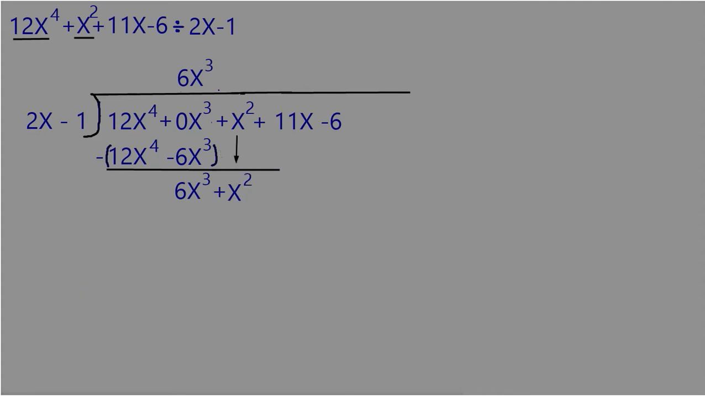6x raised to the power of 3 divides by 2x equals 3x raised to the power of 2. We place a plus sign before 3x squared because our result is positive. 3x squared times 2x equals 6x raised to the power of 3. 3x squared times negative 1 gives negative 3x squared. 1x squared minus 3x squared equals 4x squared.